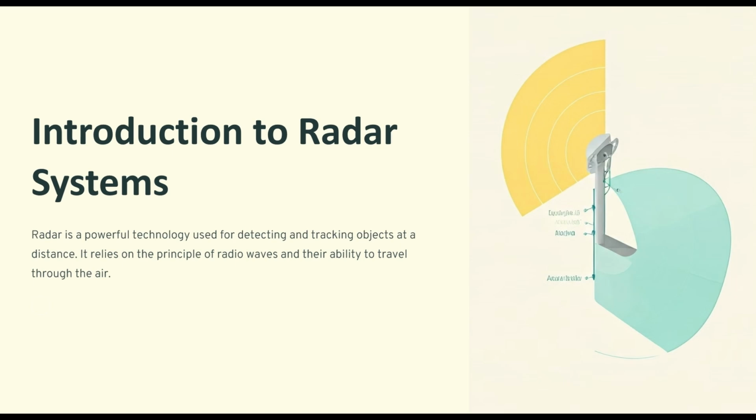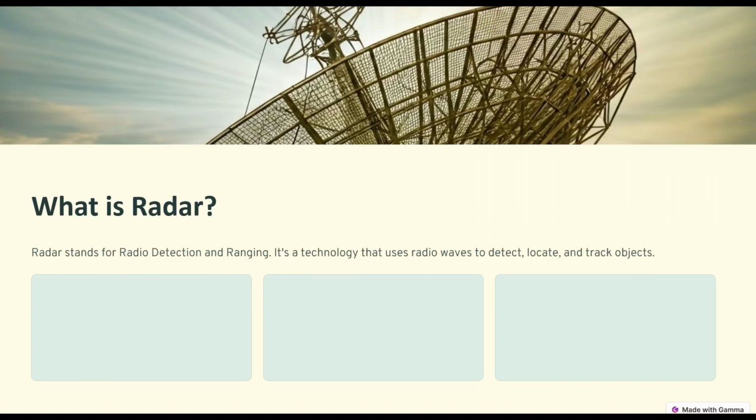Radar is a powerful technology used everywhere nowadays, used for detecting and tracking objects at a distance. The radar relies on the basic principle of radio waves to reflect off objects and travel through air. The full form of radar is radio detection and ranging, and as the name suggests, it is a technology that uses radio waves to detect, locate, and track objects.